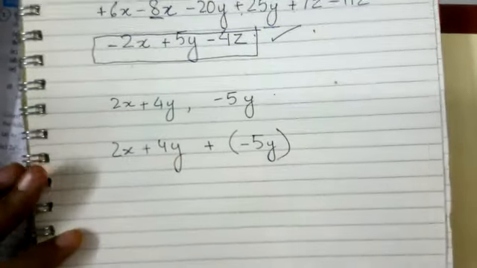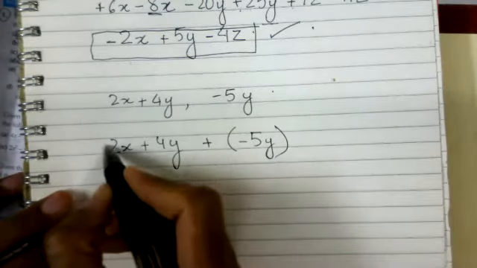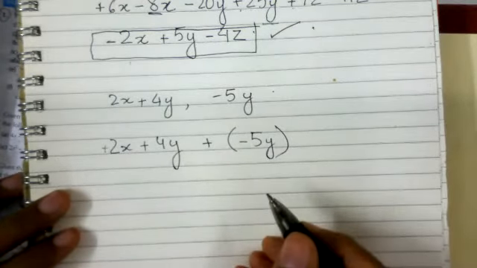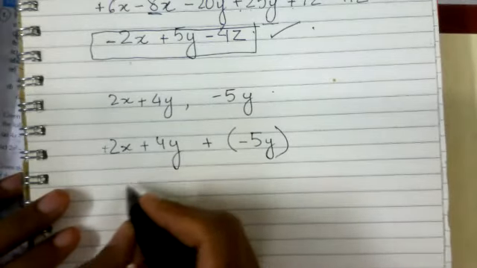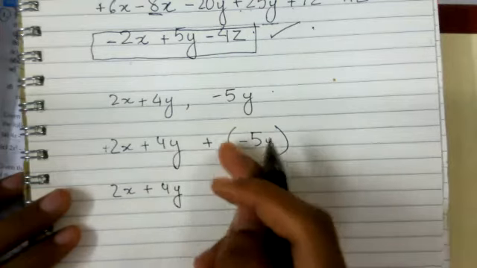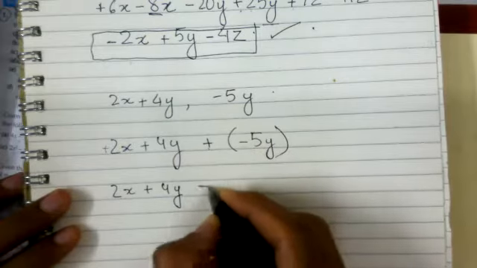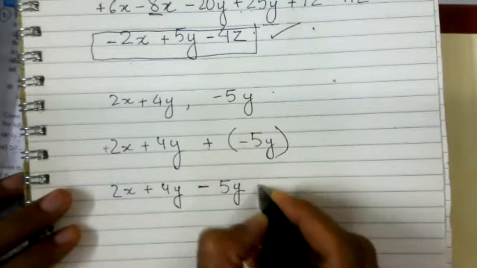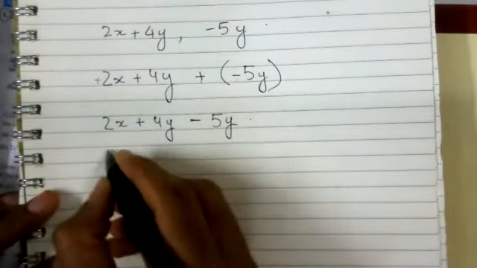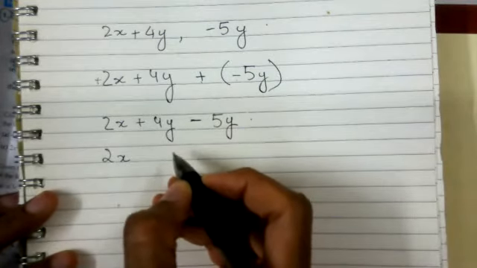Is there a positive sign? If there's no sign, it is positive. So you add them. The first thing we are going to do is get rid of this bracket. So plus gets multiplied by minus, you have minus 5y. Now this is already simplified because the y's are together. So 2x plus 4y minus 5y. What should we get, Sidra?